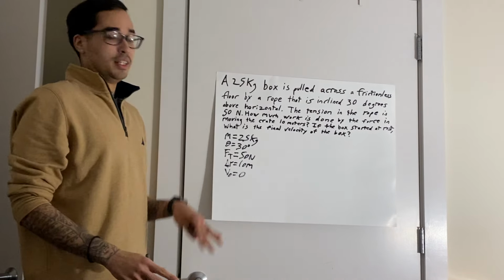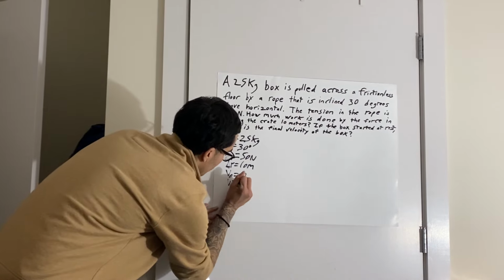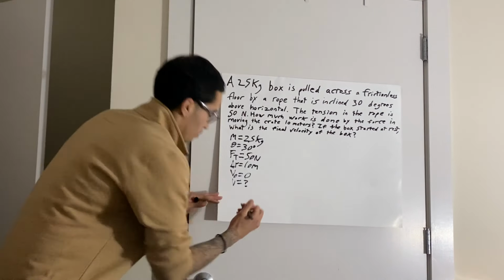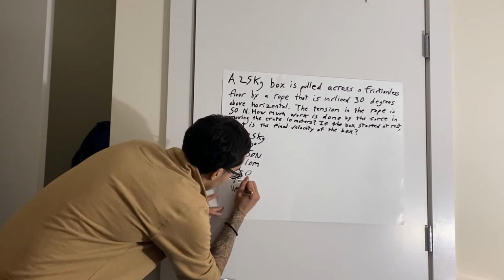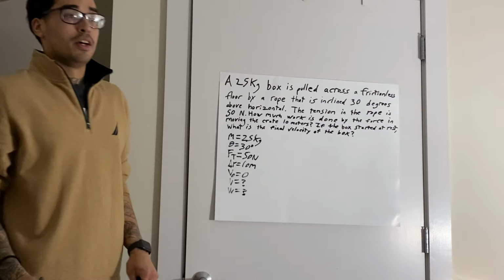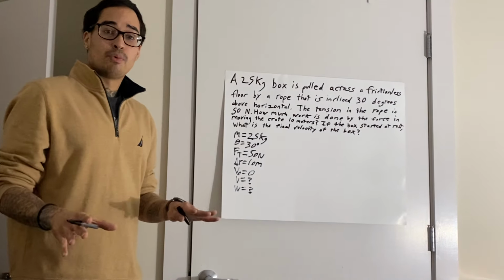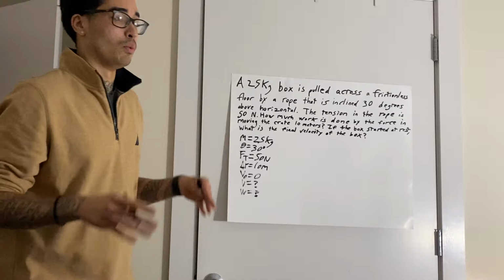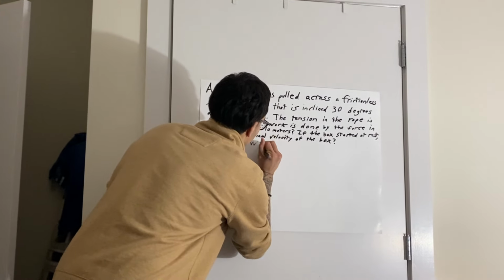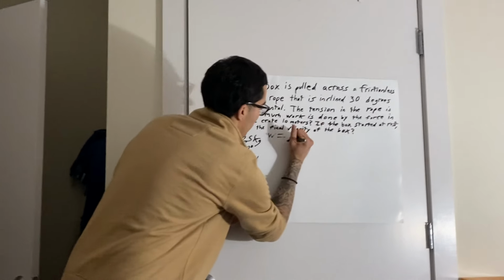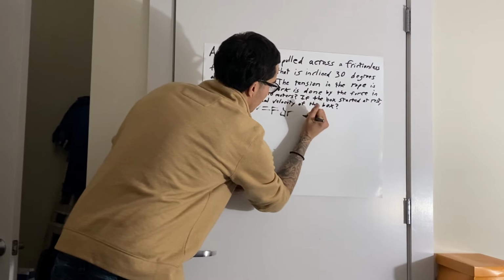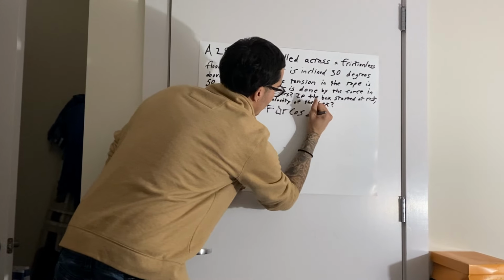What we need to find out is the final velocity, and we need to find out the work that's done by the force. So to do the first step of this problem, we need to use the work equation, which states work is equal to the magnitude of the force times the displacement times cosine of theta.